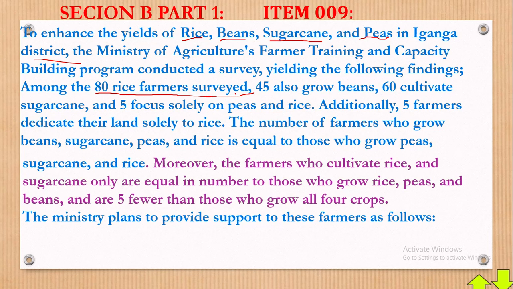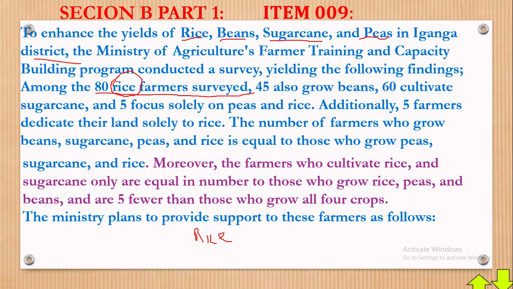Now, I want you to note. You realize that the farmers they surveyed were 80, and each of those farmers grows rice, meaning that rice is their major cash crop. So 80 farmers surveyed grow rice. It means that here there's something that has to be analyzed. It means that here we have our rice. Okay, good. 45 grow beans.